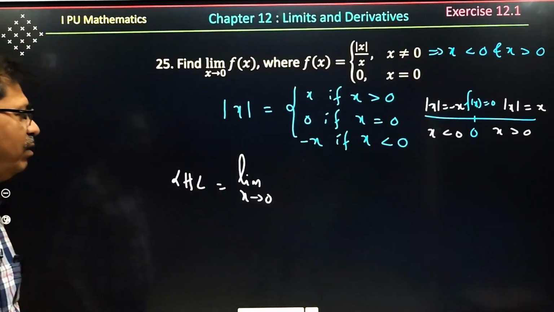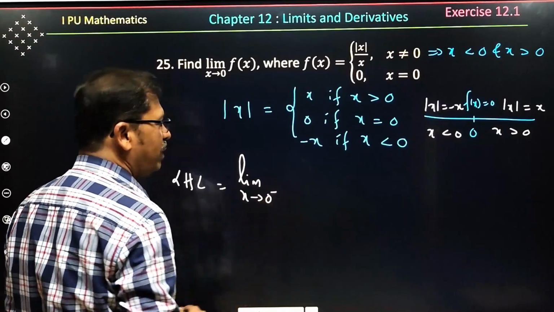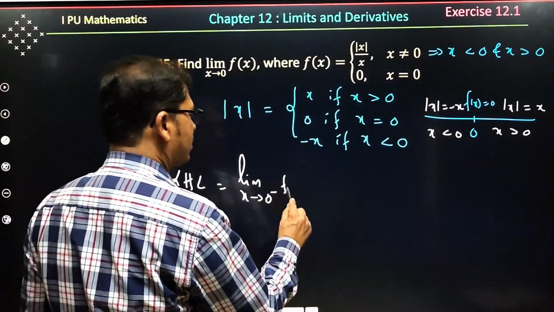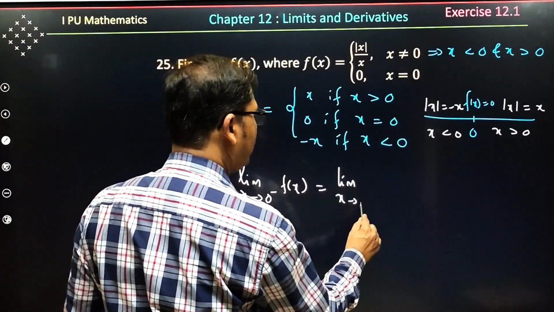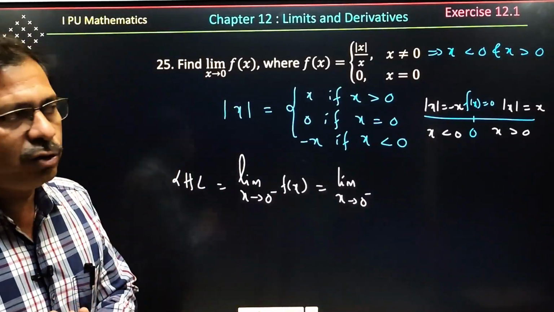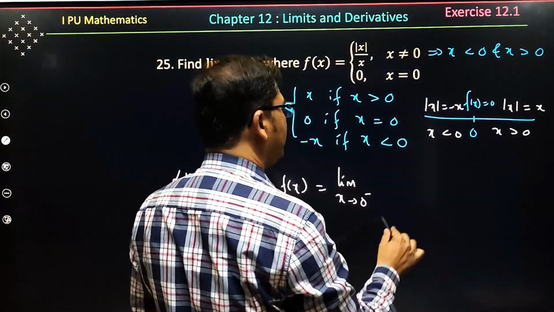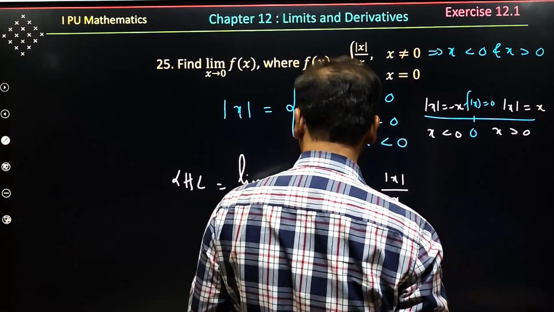Okay, limit x tends to 0 minus, the left hand limit. I would like to calculate it, so we should take 0 minus here. Then f(x) you write. The function is defined by, limit x tends to 0 minus, you write as it is. Only one case applies, either it is less than 0 or greater than 0, not an error case. For both, the function is defined as mod x upon x.